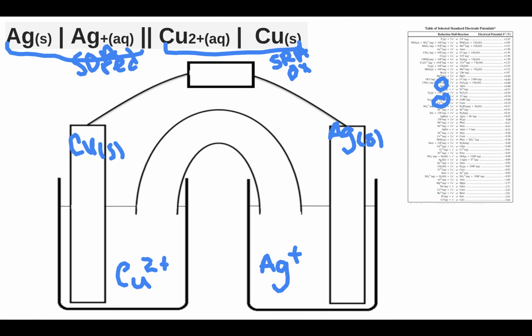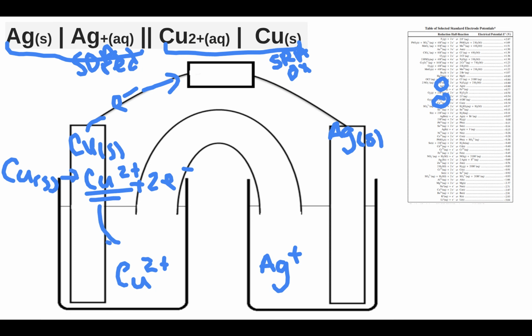Now, how our cell will always work is your electrons will flow from the copper to the silver, meaning your anode to your cathode. And when that happens, copper is undergoing oxidation, meaning it's losing electrons. So copper solid becomes copper 2 positive plus 2 electrons. And when that happens, the ions go into solution. So your copper 2 positive concentration will increase, and the electrons move over and go into that wire heading over to silver.